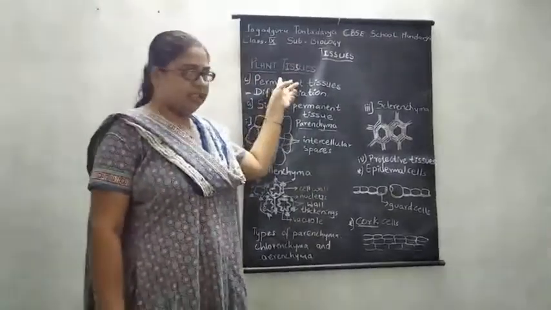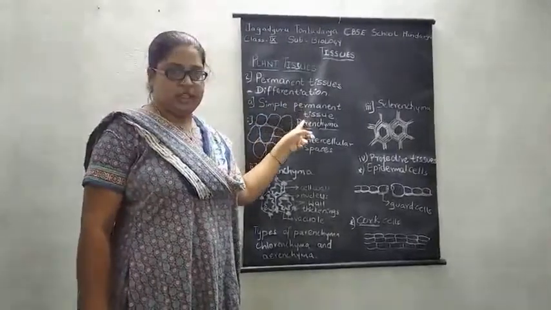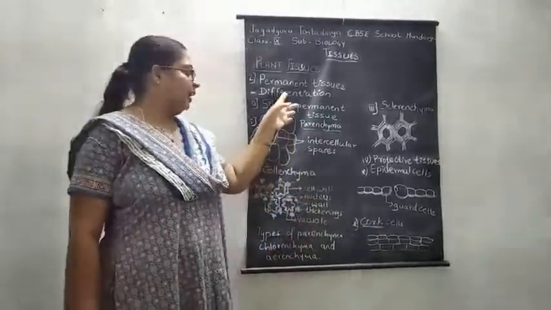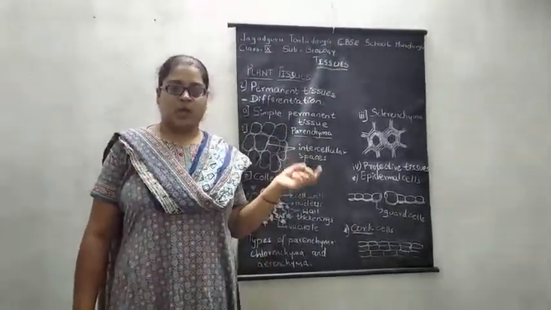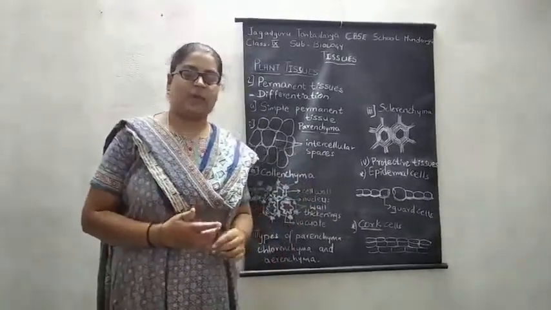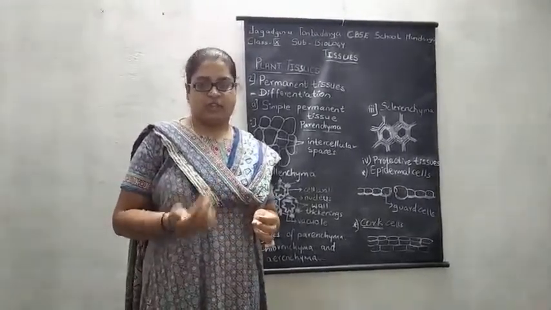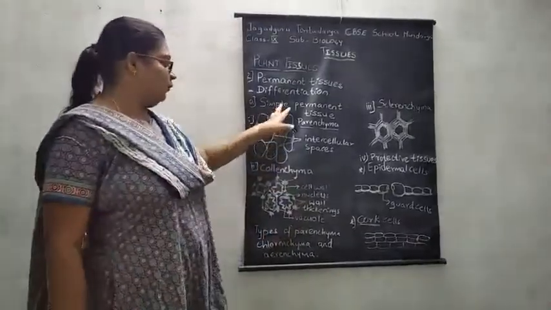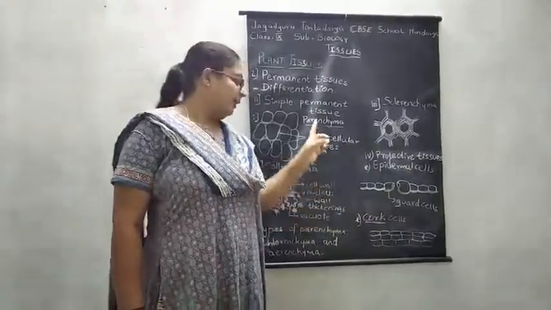In that, there are again two types. The first one is simple permanent tissue, and the second one is complex permanent tissue. In the first one, simple permanent tissue, why is it called simple permanent tissue? Because these groups of cells are made up of only one single type of cells, which perform specialized functions in the plant, and they are again divided into four types.